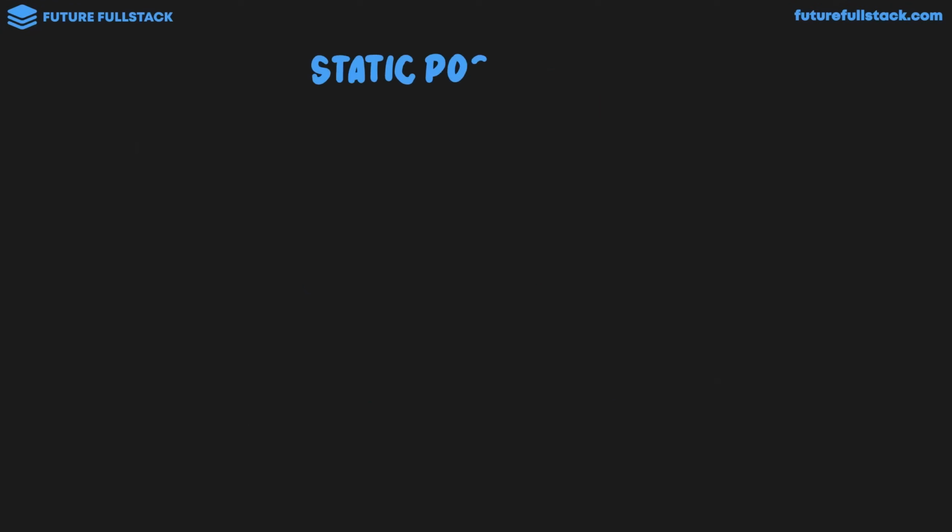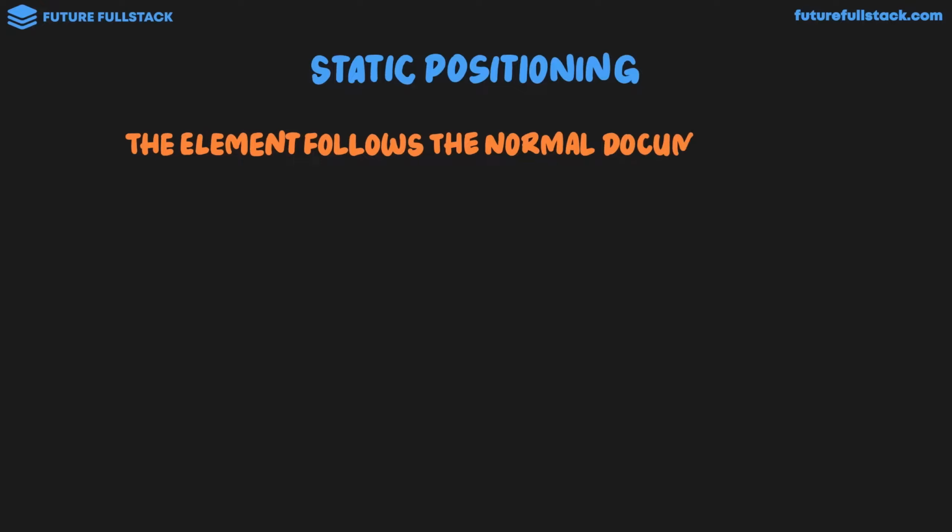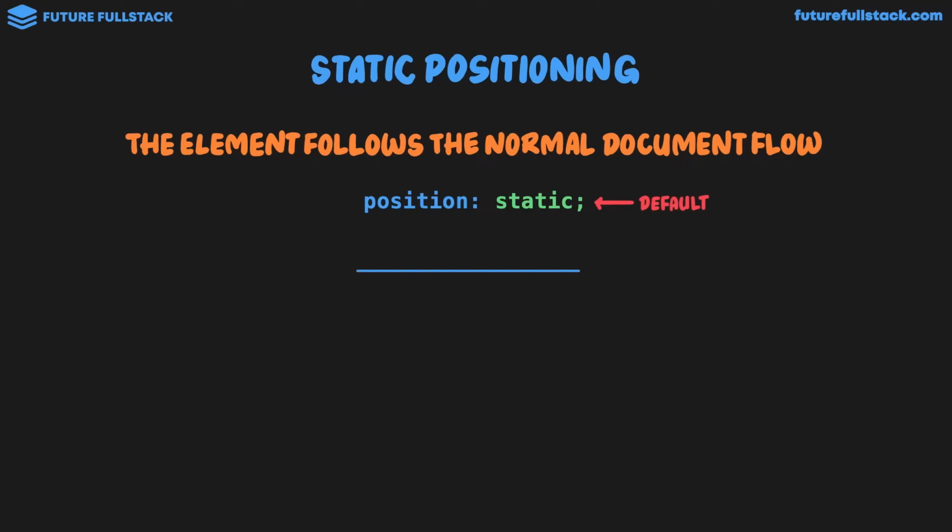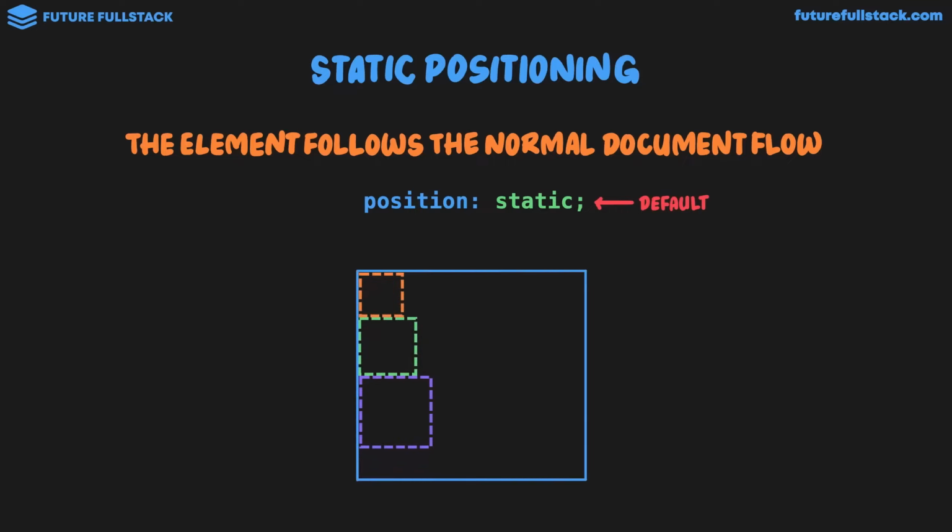So let's first look at static positioning. Static positioning is when the element follows the normal document flow. In CSS, we have position static, where static is the default property. It's what we've seen so far, where elements just follow normal flow. In diagram form, we have 3 slots designated for our elements, and our elements just occupy these slots. These elements are block elements, so block elements will stack on top of each other like this. So let's check this out in VS Code.